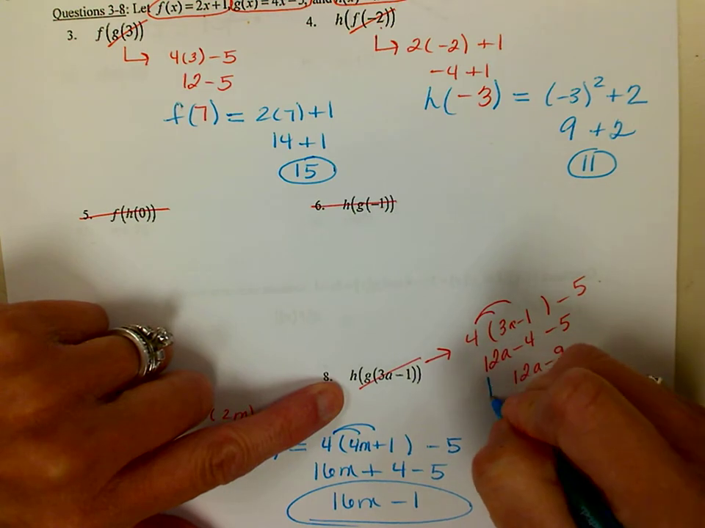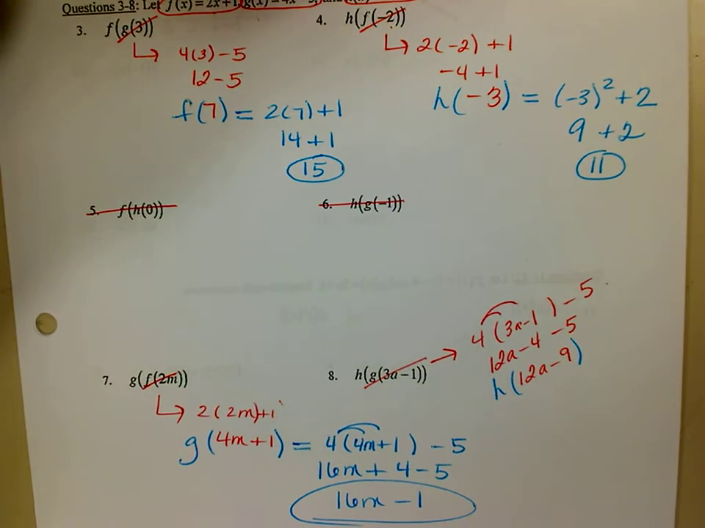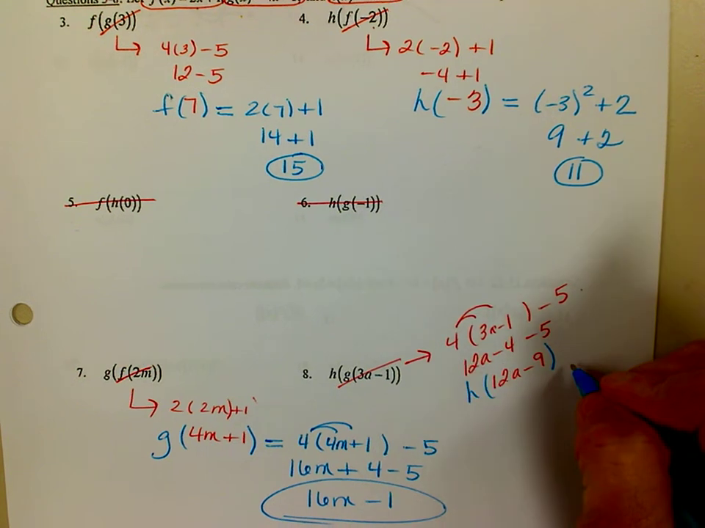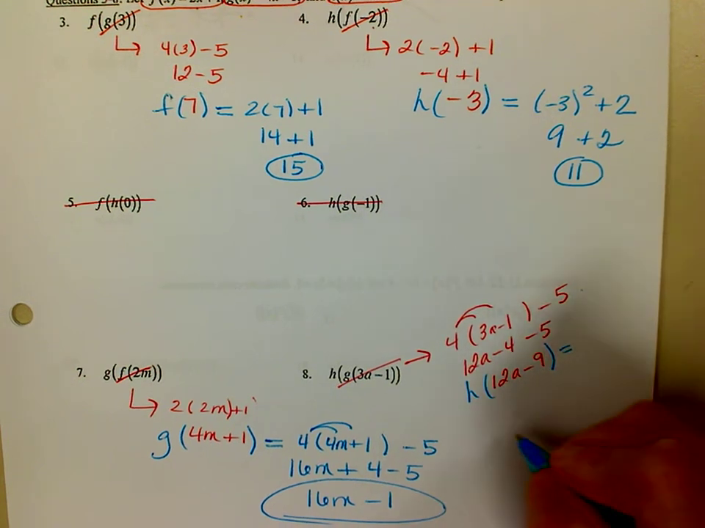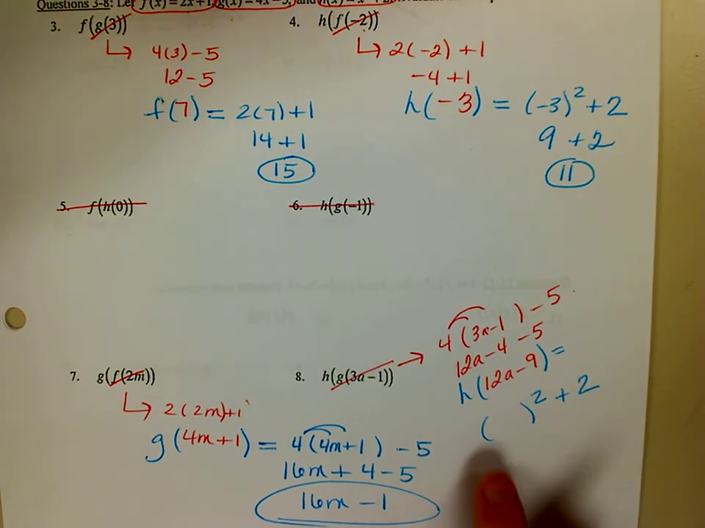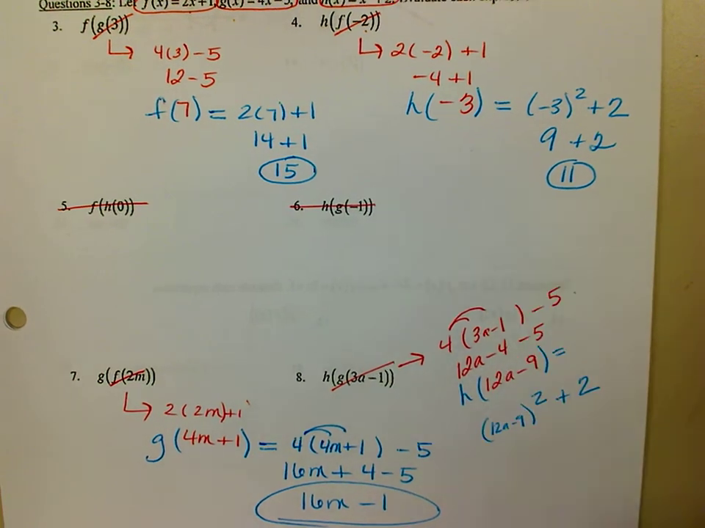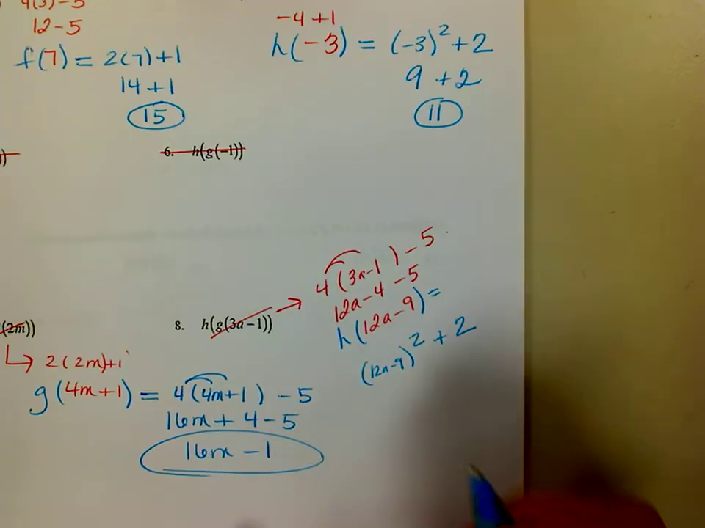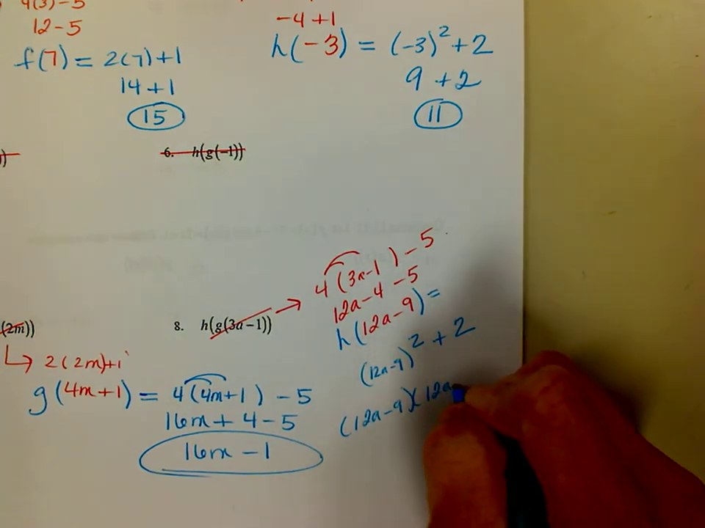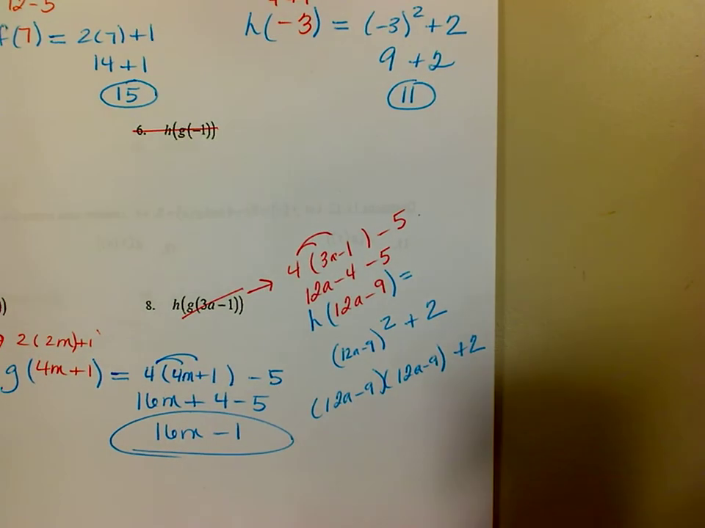Now I'm going to do h of 12a minus 9. So I'm going to come up here, and I'm going to put 12a minus 9 in for x. Okay, so I got x squared plus 2. That's what h of x is equal to. So in place of x, I'm going to put what's in parentheses, 12a minus 9. Now you got to be careful because that squared really means I have 12a minus 9 times another 12a minus 9. So I have to FOIL this out, which we've done before.